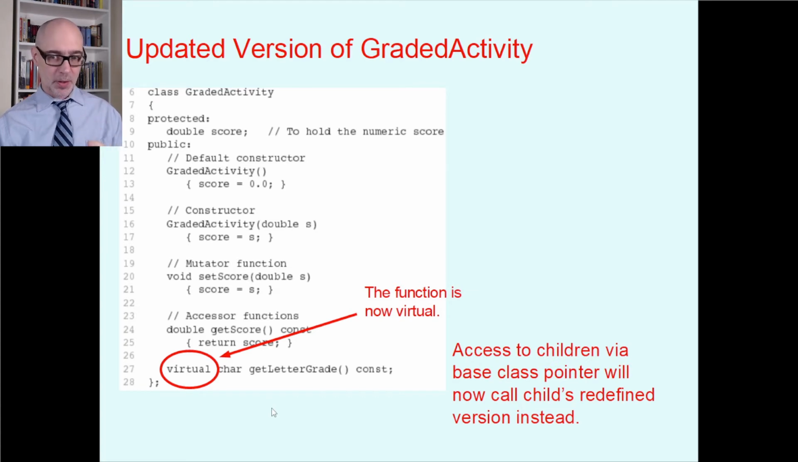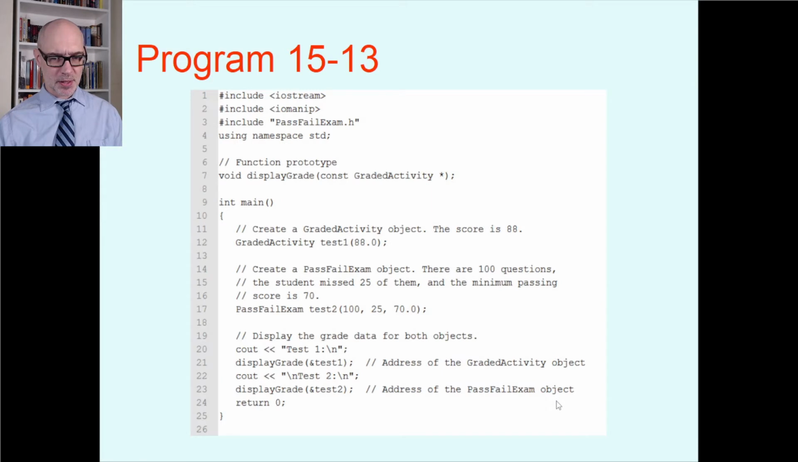So just tag that with virtual. And now, if you access child objects via a base class pointer, via a graded activity type pointer, instead of calling this version of getLetterGrade, you're going to call the child's redefined version, polymorphically. So you're going to have one pointer calling getLetterGrade, and it's going to call different versions of that function from the same line of code, polymorphically. Let's look at this program 15-13 here. And remember, we have those two different versions of getLetterGrade that we've seen before.